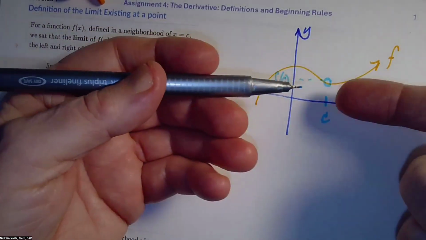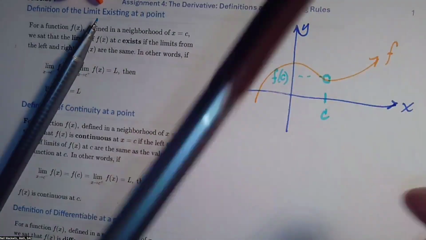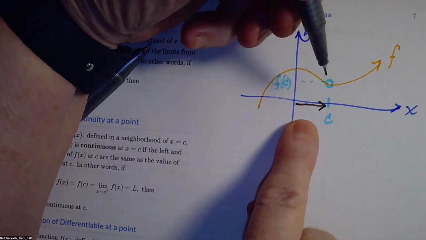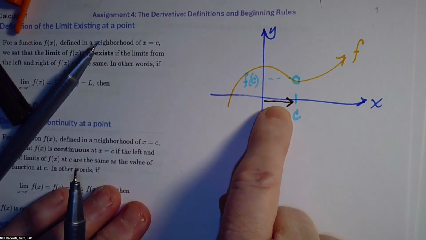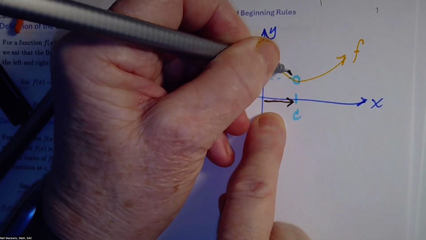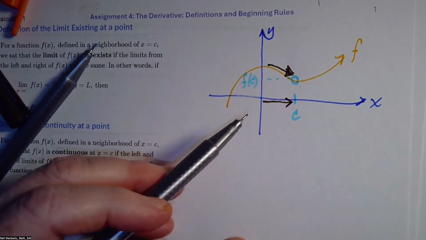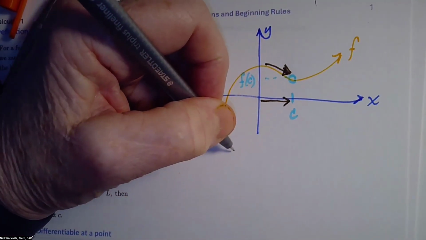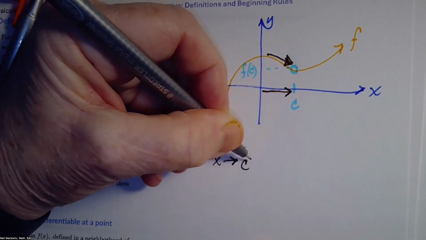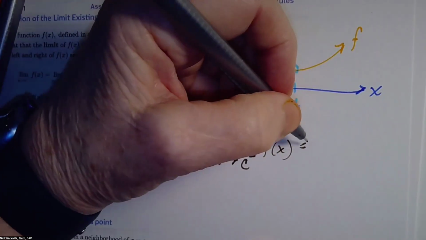Then if we look at the limit as we approach, let's get a different color. There we go. If we approach x values towards c from the left side of c, that means we want to look at corresponding f of x values with these same x values. I can see that the limit as x approaches c from the left of f of x equals f of c.